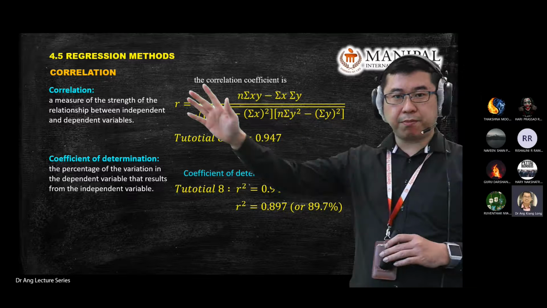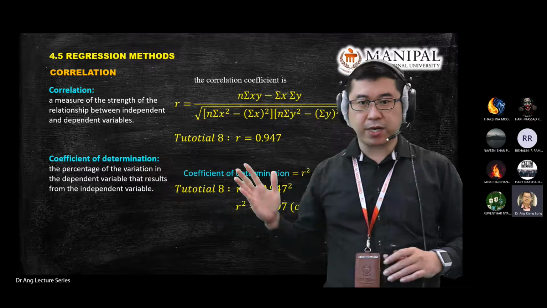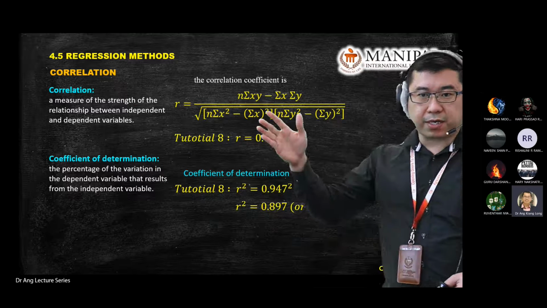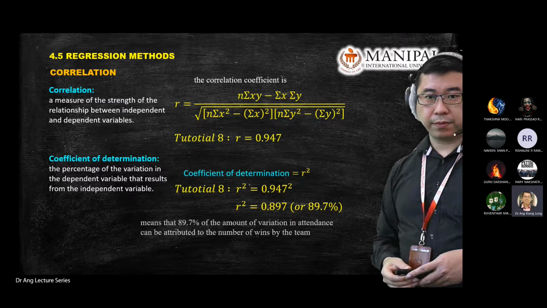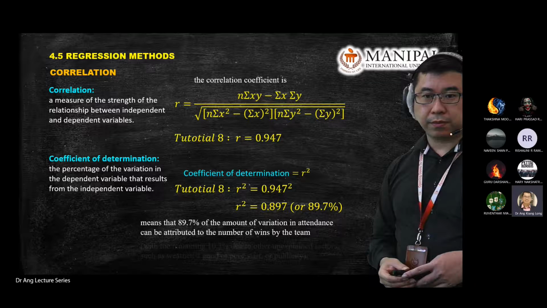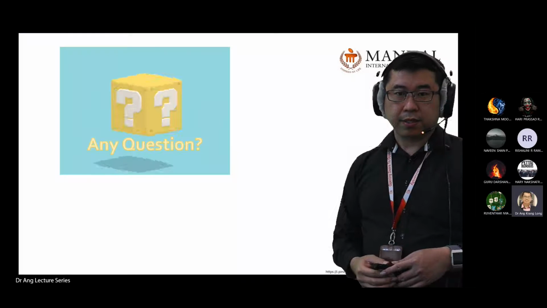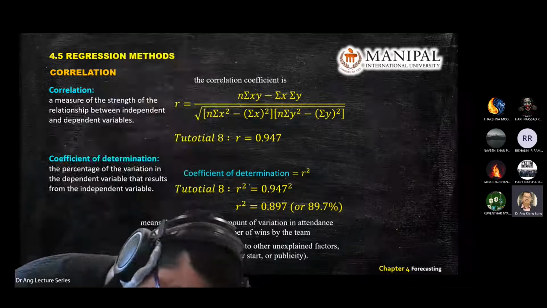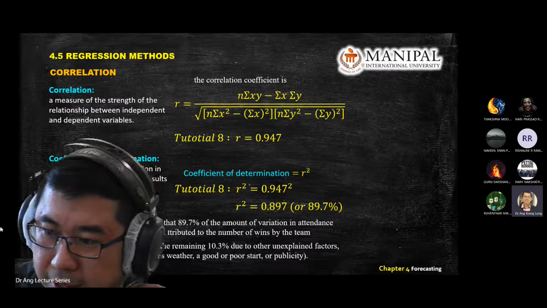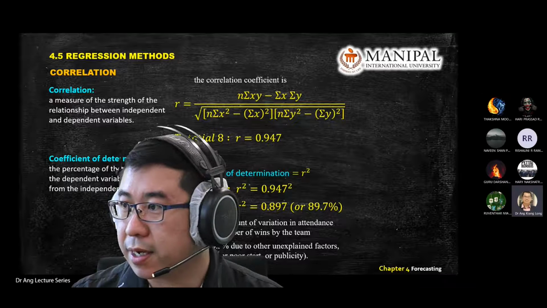Okay, so there's a difference between correlation and coefficient of determination. One is a ratio, one is a percentage. Okay, the rest you can read. Okay, with this we conclude chapter 4 and we will start chapter 5 next lecture. Okay, end the recording.